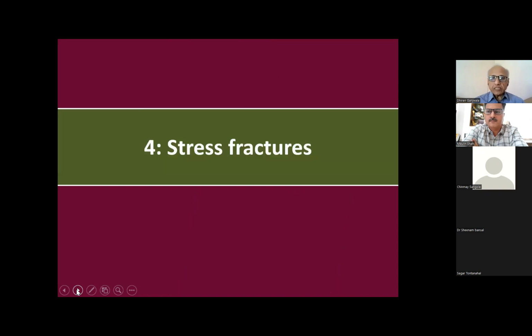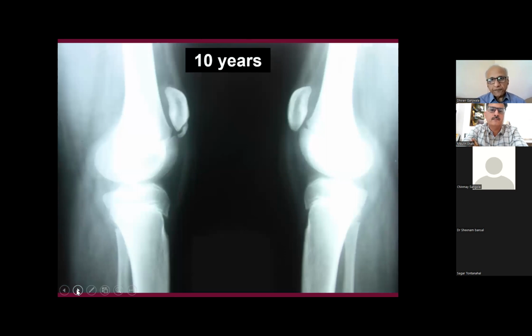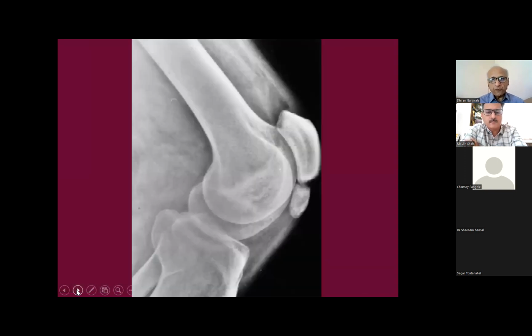The fourth problem, which we see very frequently and very early, is stress fractures at the inferior pole of the patella. As shown here, this is a 10-year-old child. We can see an avulsion or stress fracture at the inferior pole of the patella on the right side. This is another patient where we can see a big chunk of the inferior pole of the patella separated from the patella. This is actually a stress fracture. It's not really a traumatic injury.